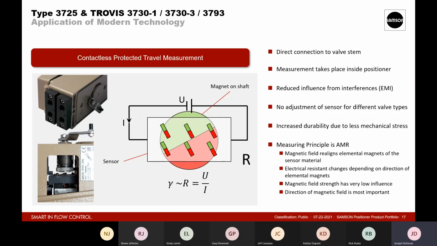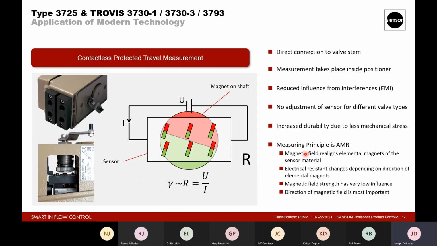There's no adjustment of the sensors for different types of valves because our contactless sensor system is internal. You don't have to align the stuff on the actual valve. This also increases the durability due to less mechanical stress being placed on the valve, not having a physical linkage in the valve.